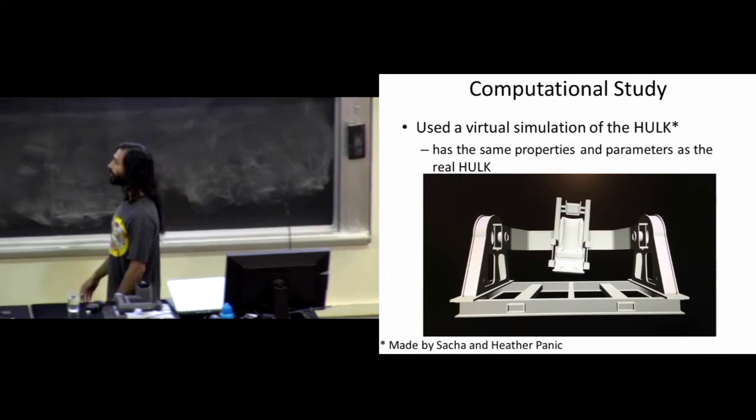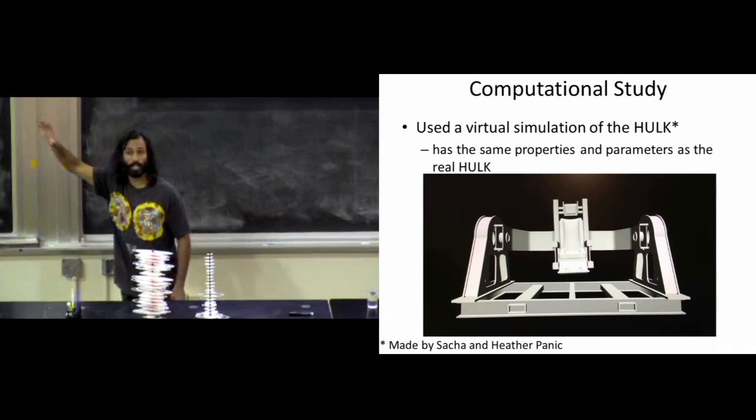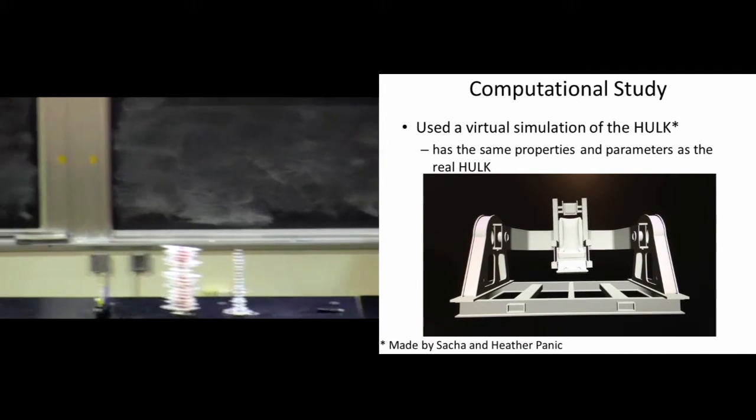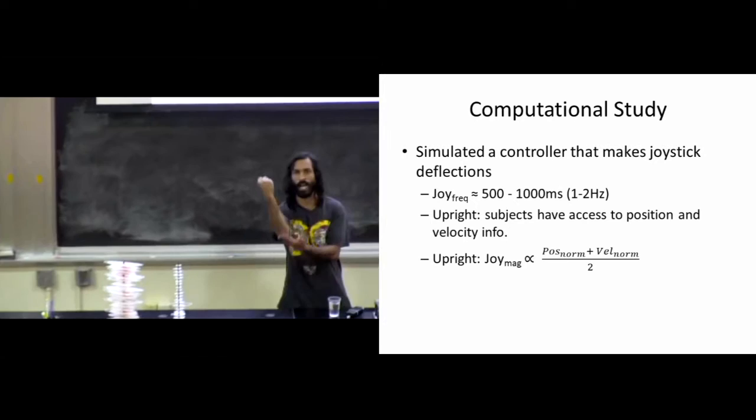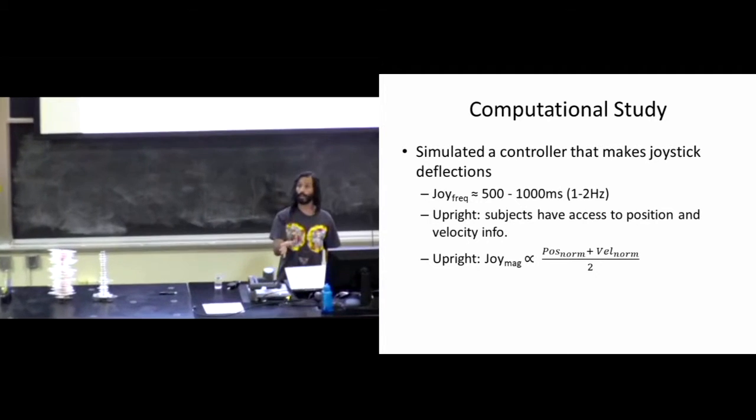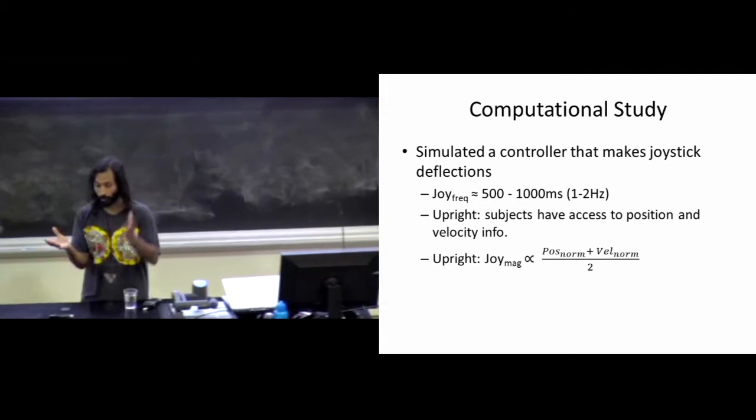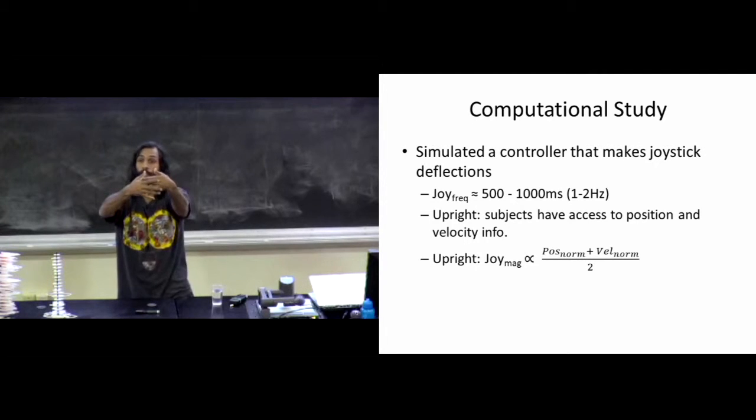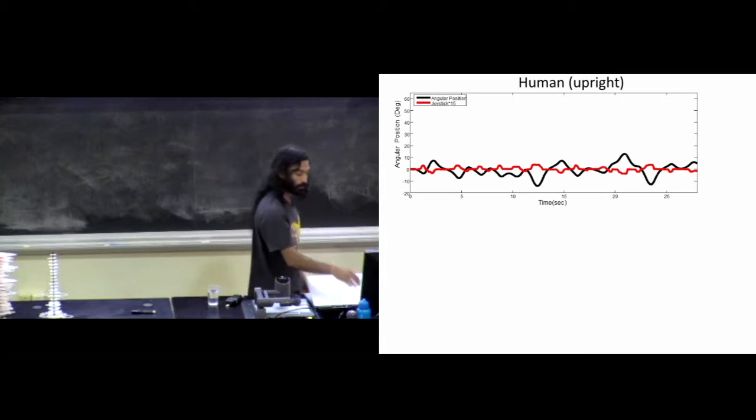So I used a virtual simulation, which was made by the brilliance of Sasha and Heather from my lab. This virtual simulation has all of the same properties as the main Hulk. It's the same exact program that controls the machine. And I made a controller, basically a computer program that was given the task to actually balance the machine. What I told this computer program was, make a joystick movement every 500 to 1,000 milliseconds, which is what the humans do. I gave this computer controller sensory information about position and velocity. Basically, it averaged the two of these and then scaled the joystick movements in relation to this. And what I found was the following.